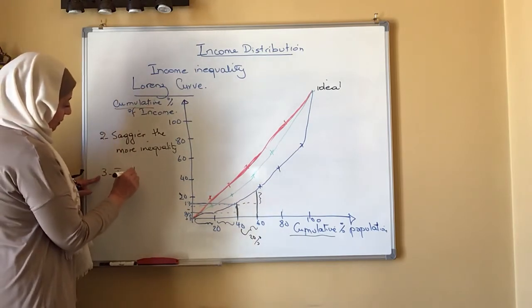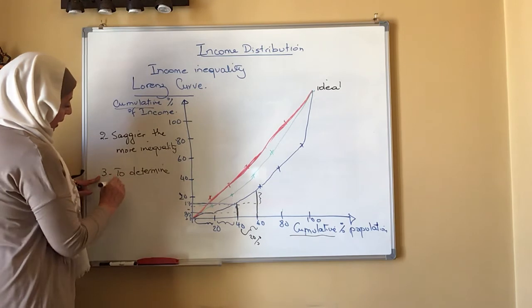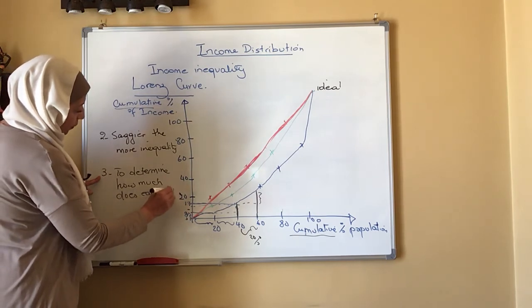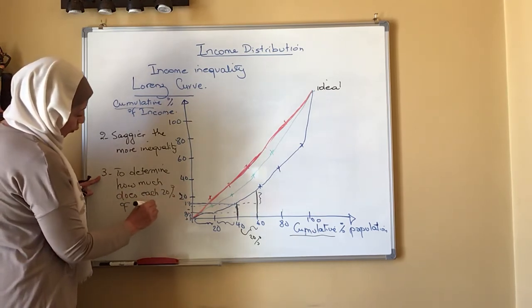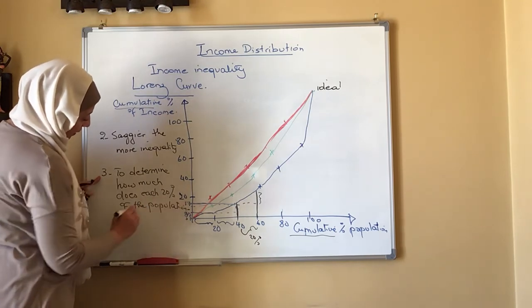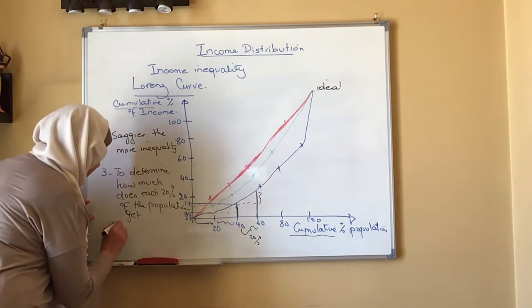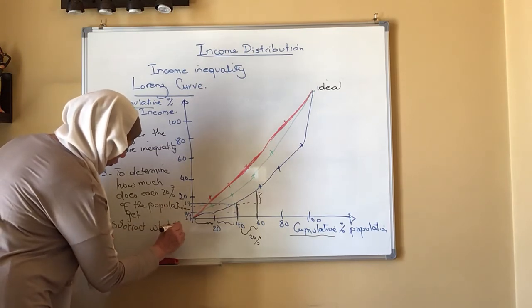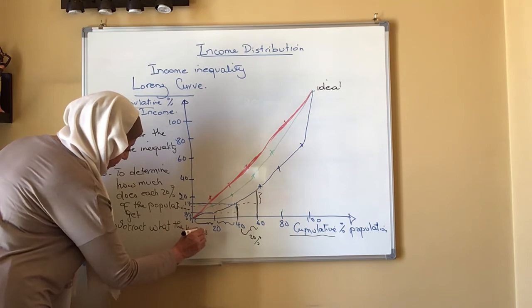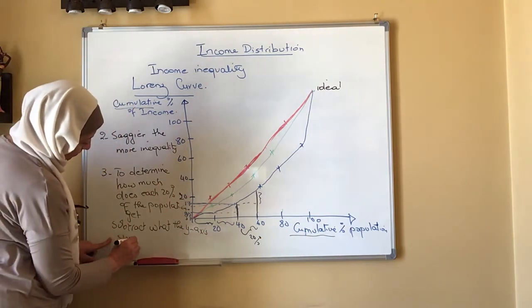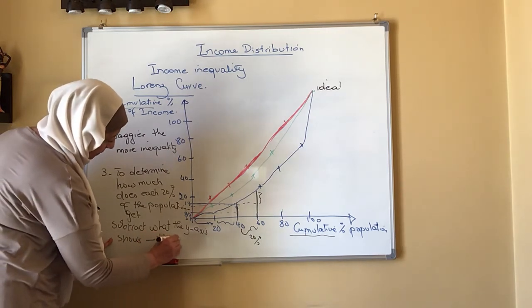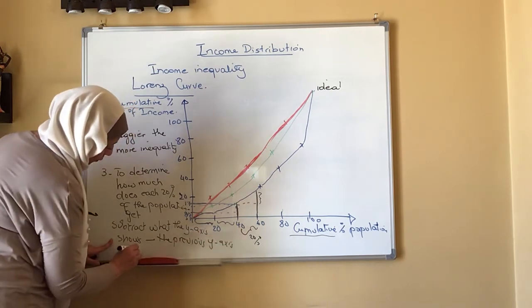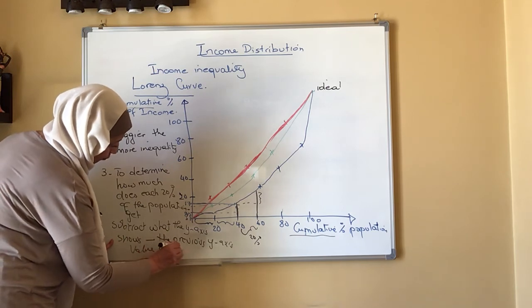So to determine how much each 20% of the population gets, subtract what the corresponding y-axis shows minus the previous y-axis value of the previous 20%.